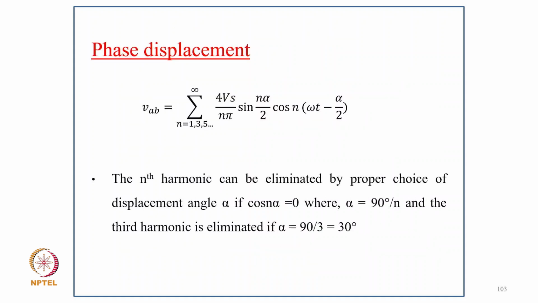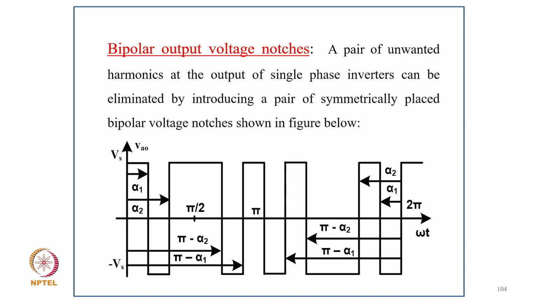and oscillation. And coming to the phase displacement technique, the output voltage is VAB = sum over n = 1, 2, 3 to infinity of (4Vs / nπ) sin(nα/2) cos n(ωt − α/2). The nth harmonic can be eliminated by proper choice of the displacement angle α if cos(nα) = 0, where α = π/2n, and the third harmonic is eliminated if α = 90/3, that is 30 degrees.